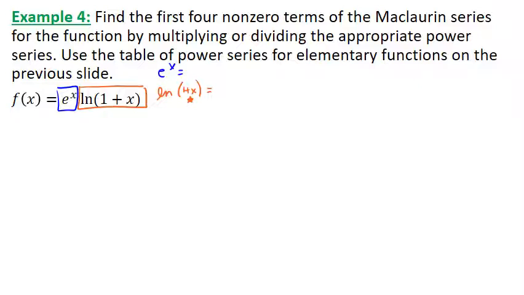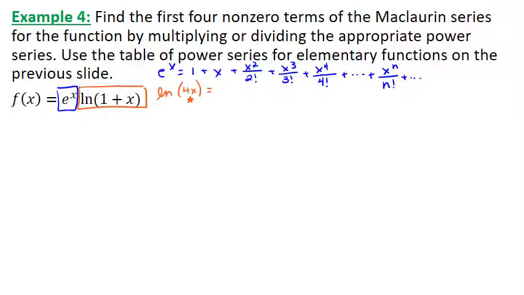From the table, e to the x is the following. And it's nice that we can just use e to the x without having to make a substitution. We get this 1 plus x plus x squared over 2 factorial plus x cubed over 3 factorial plus x to the 4th over 4 factorial. And then we can generalize it by saying x to the nth power over n factorial. So that's just directly from the table.